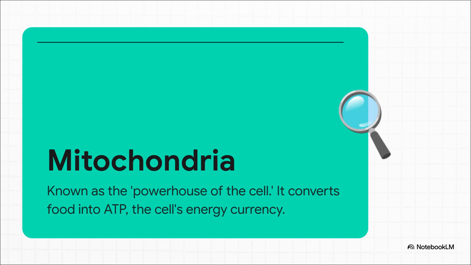These amazing little organelles take the food the cell consumes and turn it into an energy molecule called ATP. The easiest way to think about ATP is like cash. It's the energy currency that pays for just about everything that happens in the cell.